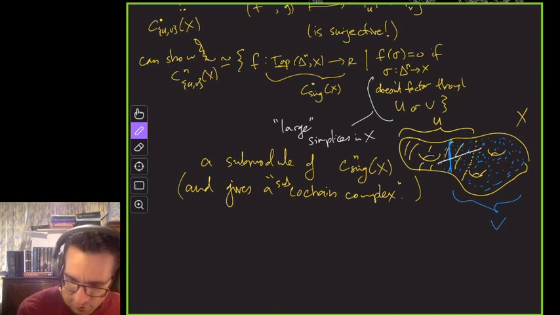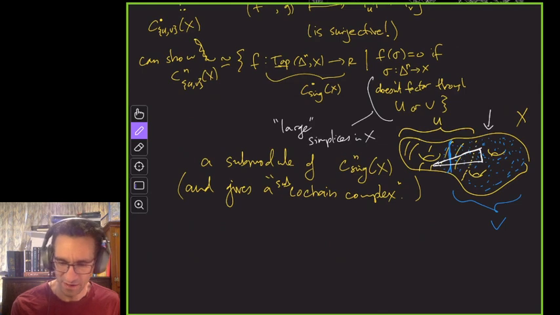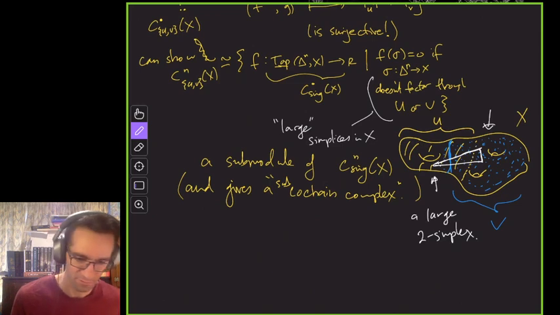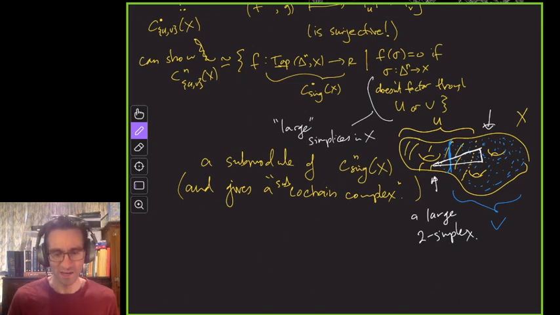So it's going outside U on this side, and it's going outside V on this side. So it's a large 2-simplex. If it was entirely inside the blue speckly region on the right, or entirely inside the yellow stripy region on the left, it'd be a small simplex. So I'm only considering those f's that return 0 on such large simplices.